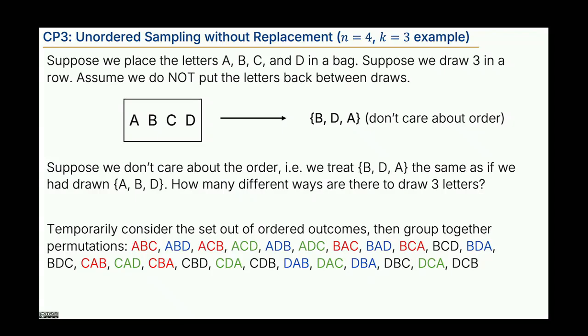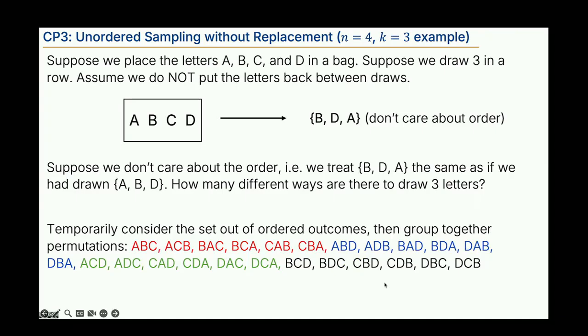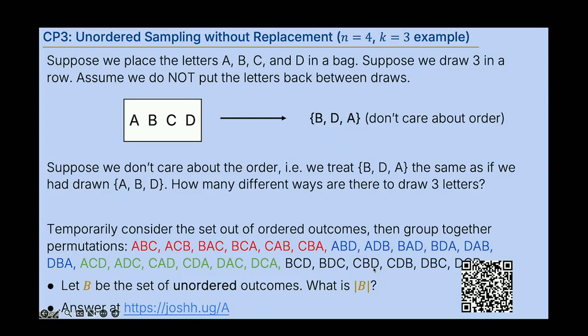Now what I'm going to do is sort by color. So I'm going to bring all the reds together, all the blues together, all the greens, and all of these black items together. And I'm left with these 4 colors. Okay? So the basic approach was, first I found all the outcomes. Then I said, oh, well, there's really only these red, blue, green, and black colors. And so question for you. If B is the set of unordered outcomes, okay, like we do not care about the order, what is the size of B?